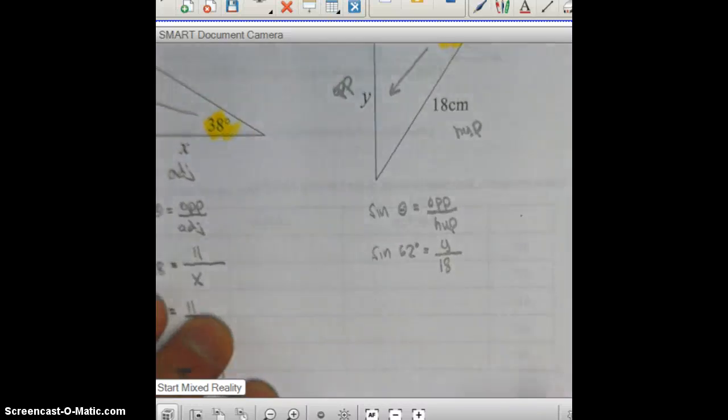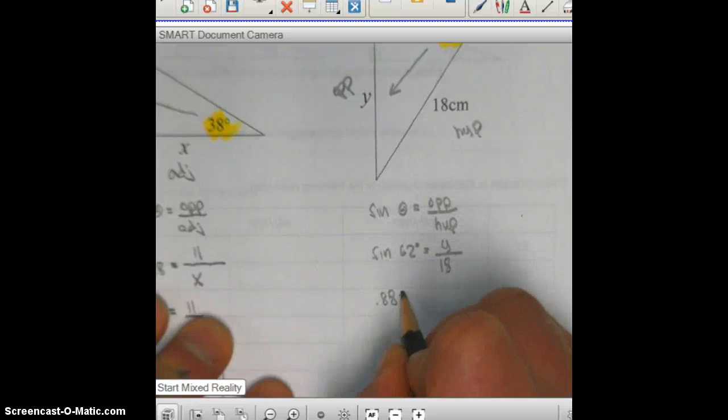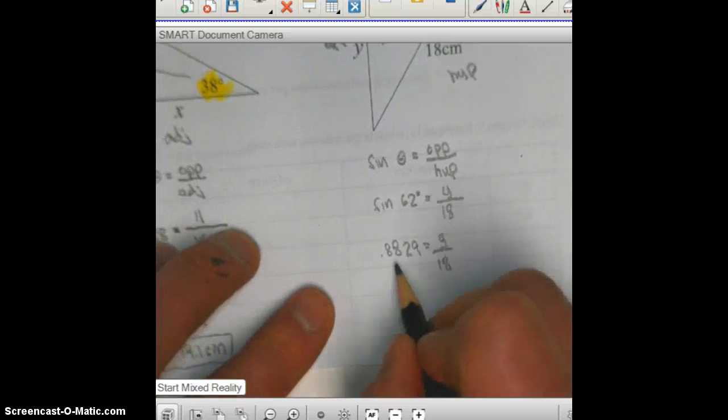You're going to take your calculator and you're going to punch sine 62 into the calculator and round it to 4 places, and you'll get 0.8829 is equal to y over 18. You're going to go ahead and make 0.8829 into a fraction, putting it over 1, and we can cross multiply and solve. When we do that, we get y equaling a value of 15, and we'll round to the nearest tenth again, so we get 15.9 centimeters. And we're done.